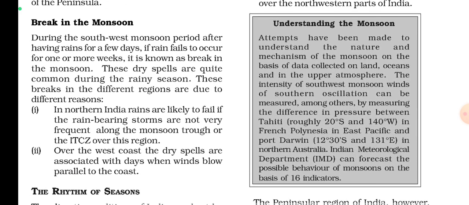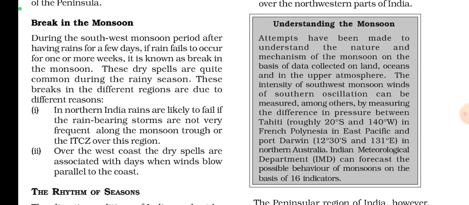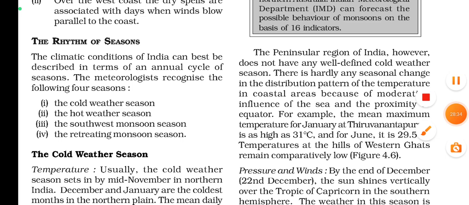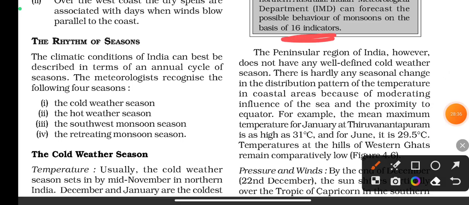Understanding the monsoon. Attempts have been made to understand the nature and mechanism of the monsoon on the basis of data collected on the land, oceans and in the upper atmosphere. The intensity of southwest monsoon winds, or southern oscillation, can be measured among others by measuring the difference in pressures between Tahiti in French Polynesia in the East Pacific and Port Darwin in northern Australia. The Indian Meteorological Department can forecast the possible behavior of monsoons on the basis of 16 indicators.